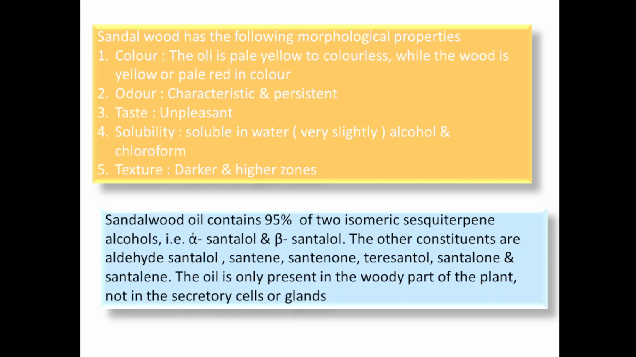Sandalwood oil contains 95% of two isomeric sesquiterpene alcohols, that is alpha santalol and beta santalol. These are the important constituents present in sandalwood oil. Other constituents are aldehyde santalal, santenone, teresantalol, santalone, santalene. All these are the other constituents present in the sandalwood oil.